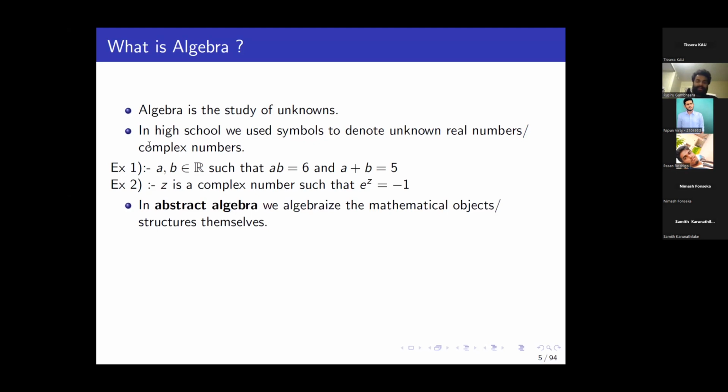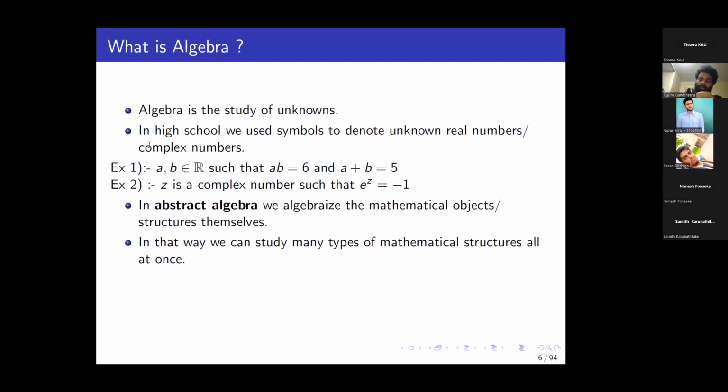But in abstract algebra, we take this algebraization to another level. Now we don't even know what objects we are talking about. Earlier we knew we were talking about at least real numbers or complex numbers. Now we are algebraizing the objects, or like the mathematical structures themselves. And then in that way, we can study those mathematical structures all at once using their common properties.